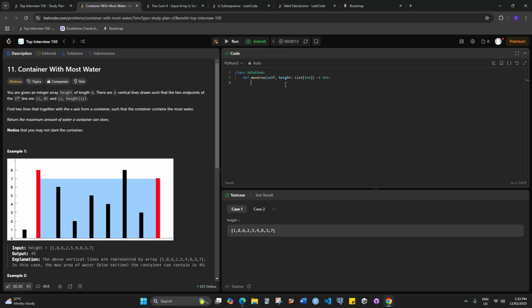Contains the most water. You may not slant the container. Sure. Okay, so I guess the left and the right, they have to just point to the constraints, they just need to point to the highest values.